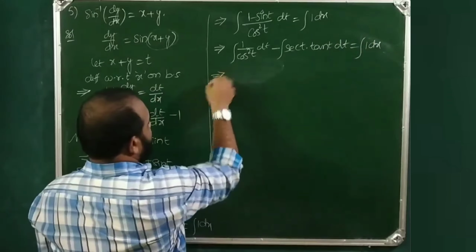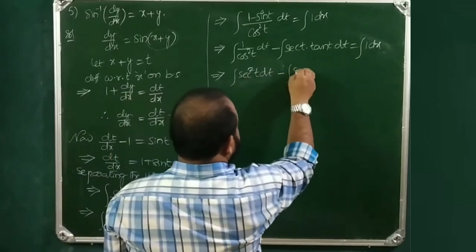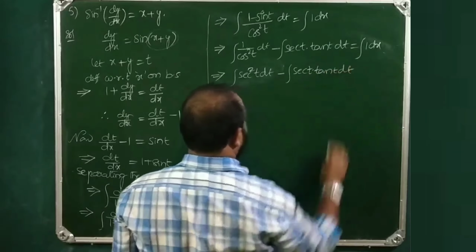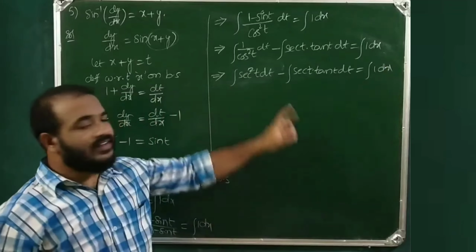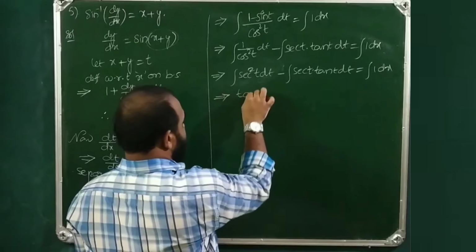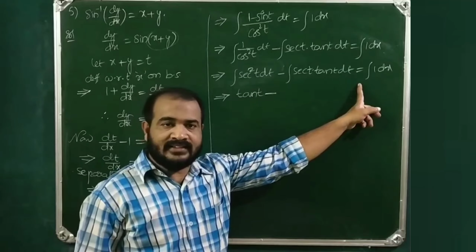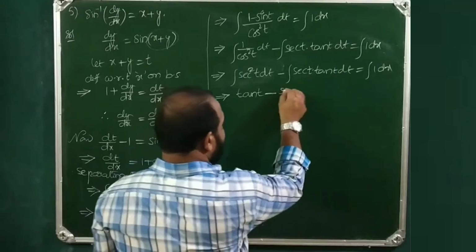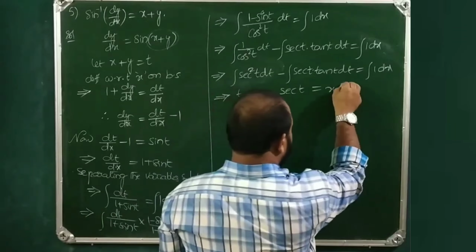Now this is 1 by cos square, which is secant square t dt, minus secant t into tan t dt, equal to the integral of 1 dx. Now, what is the integral of secant square t dt? Tan t, minus the integral of secant x tan x dx, which is secant x. So this is secant t equal to the integral of 1 dx, which is x plus the constant of integration c.